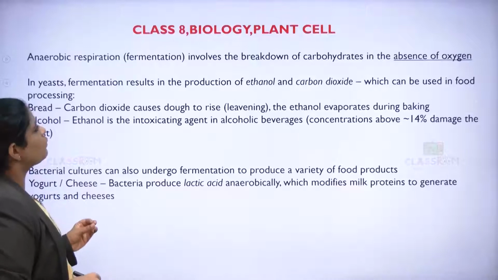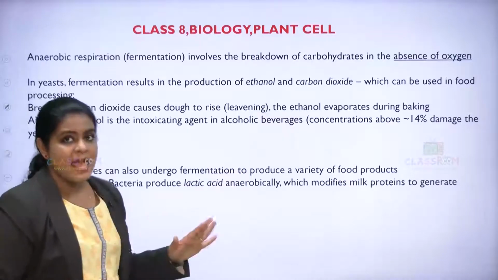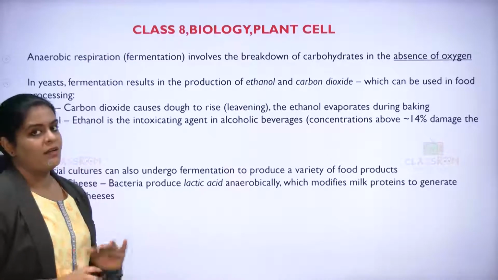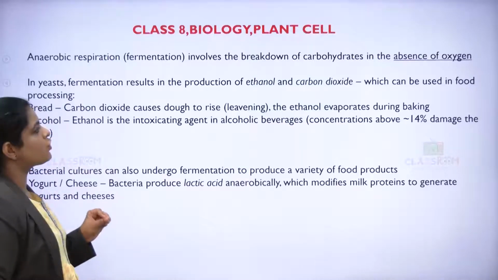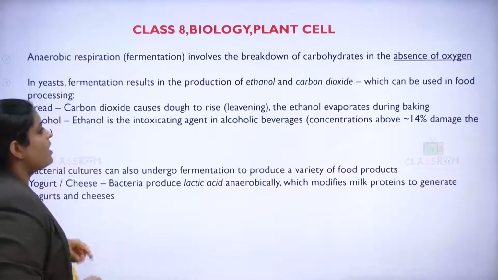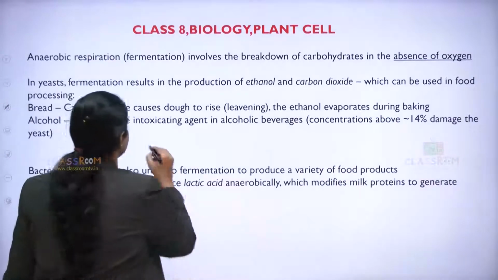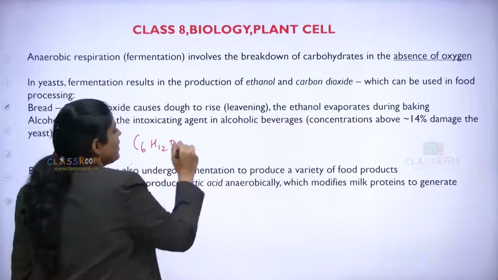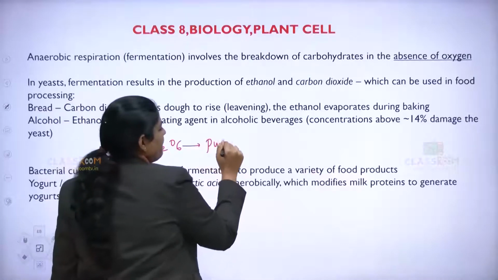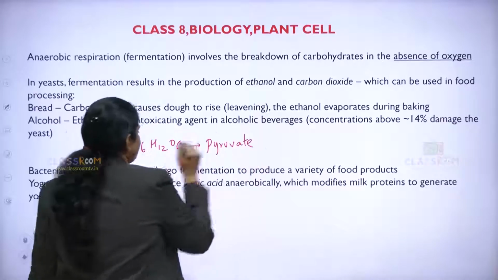Anaerobic respiration involves the breakdown of carbohydrates in absence of oxygen. So here oxygen is not present. In yeast, fermentation results in production of ethanol and carbon dioxide, which can be used in food processing. So we have C6H12O6, which is converted into pyruvate, right?